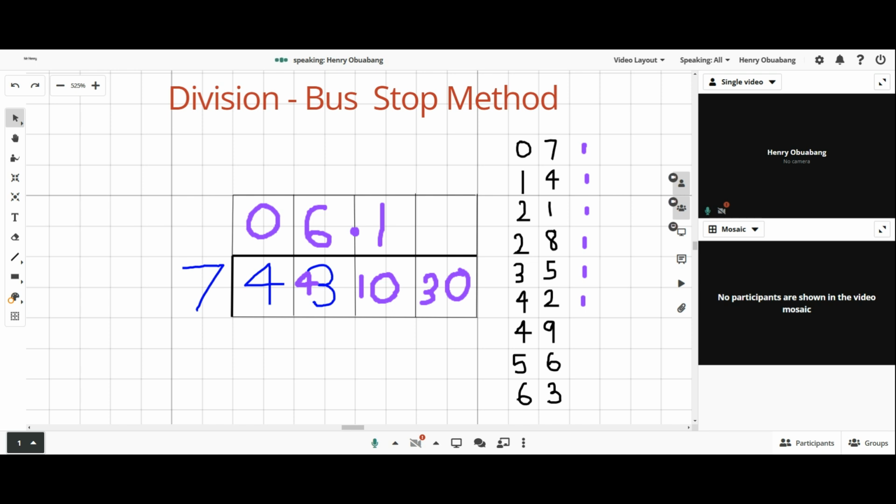Then finally, I ask myself, how many groups of 7 are in 30? Well, let's look at the nearest number to 30 without going over. Well, it's 28, isn't it? So let's count how many groups of 7 make 28. 1, 2, 3, 4. And there we have the answer, 6.14.